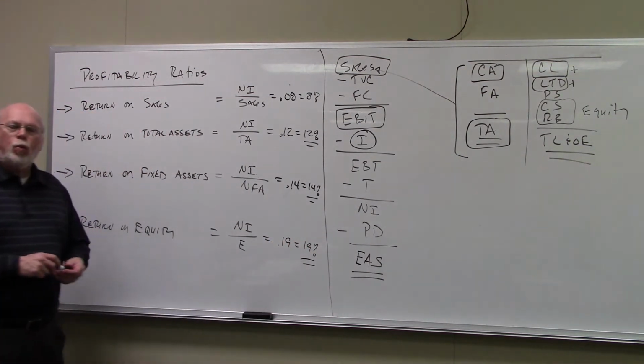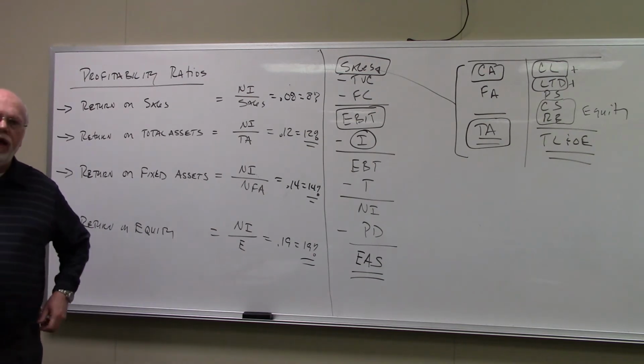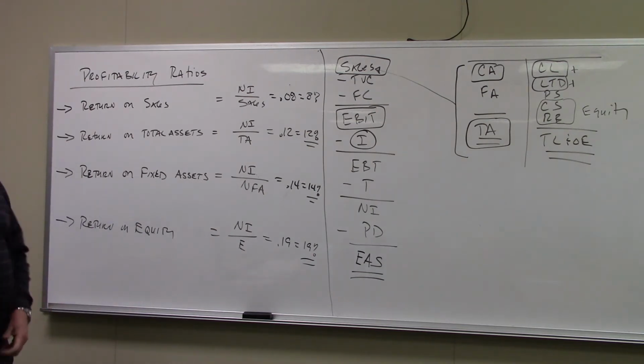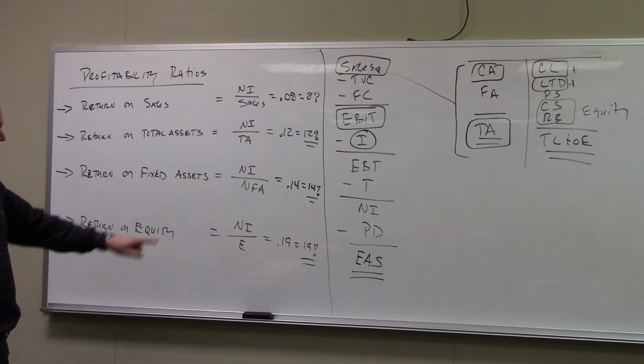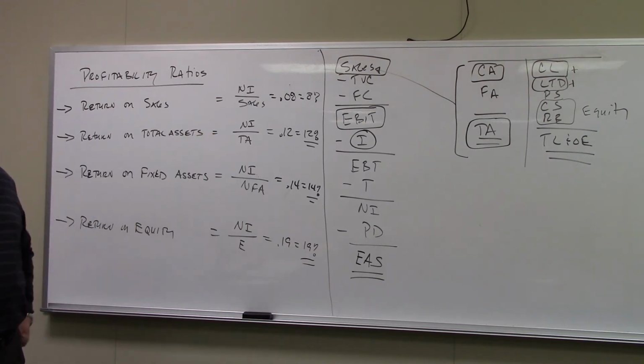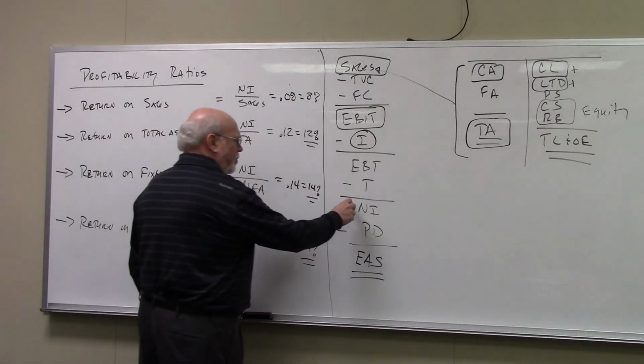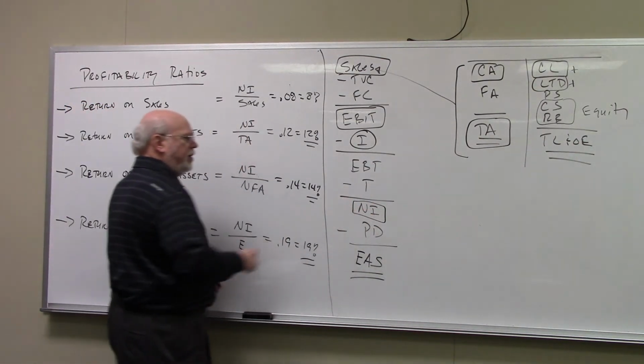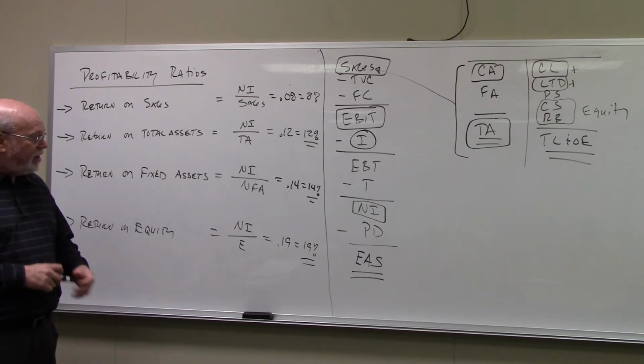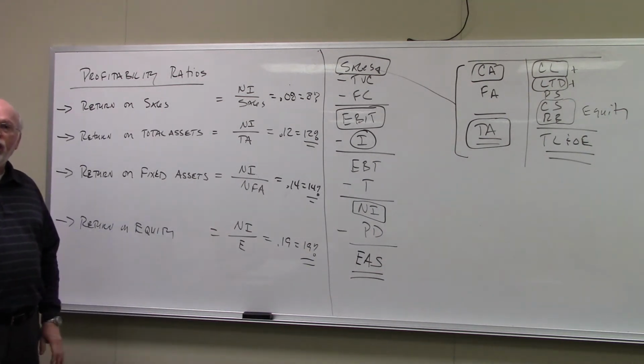Probably the most widely watched financial ratio there is now is called return on equity, ROE. And it's net income divided by equity. And so we're talking about the profitability number now being this thing right here. And net income over equity, very widely watched.